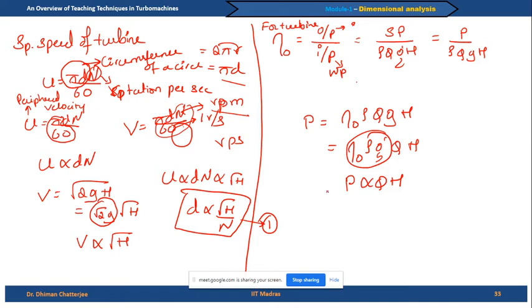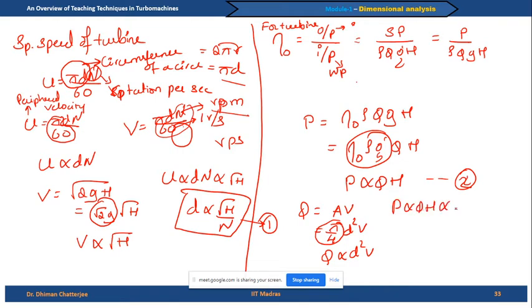Now, further I know that Q is equal to A into V, correct? Area into velocity. So area is given by pi by 4 d square into V. Again this pi by 4 is constant. I remove this constant of proportionality and introduce a proportionality sign. So that becomes Q is proportional to d square V. So further we can write P is directly proportional to QH, and further directly proportional to d square VH.